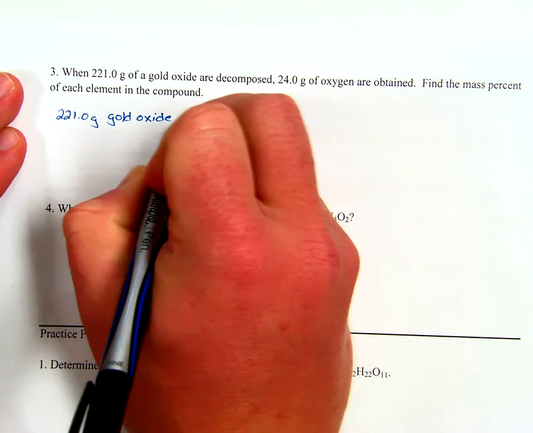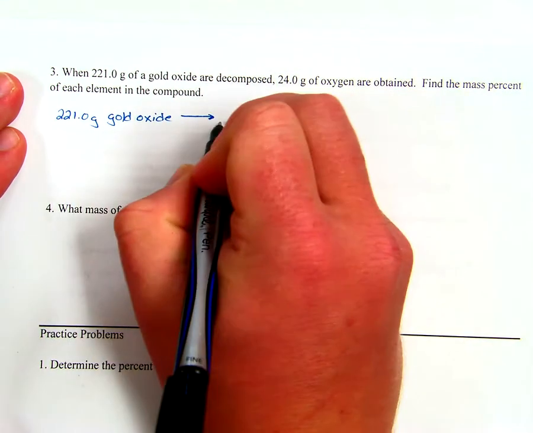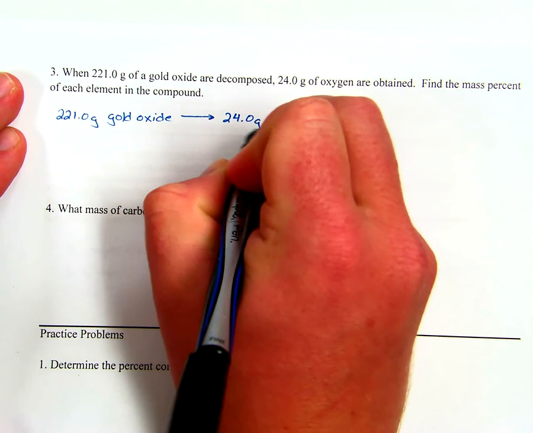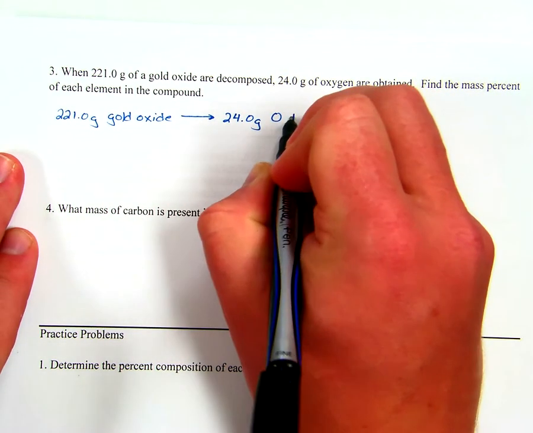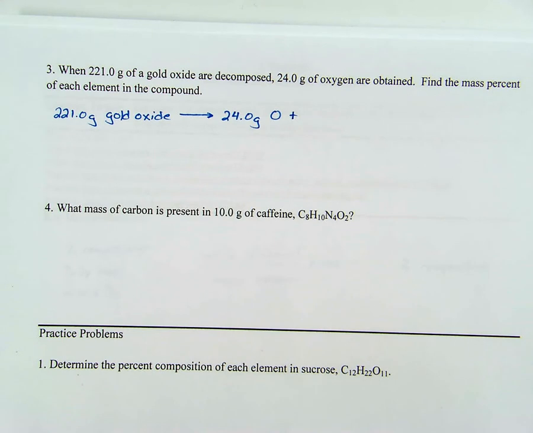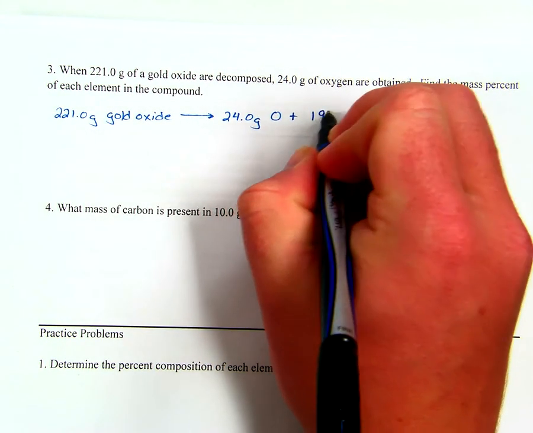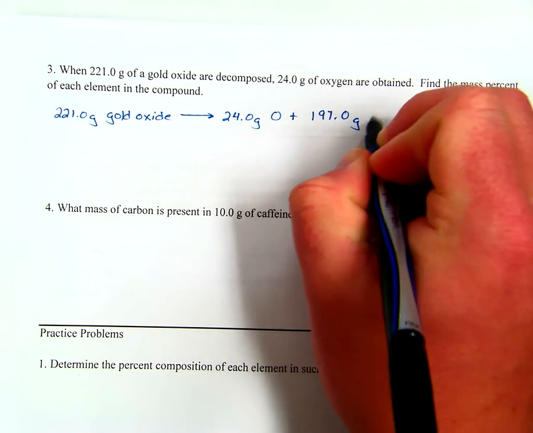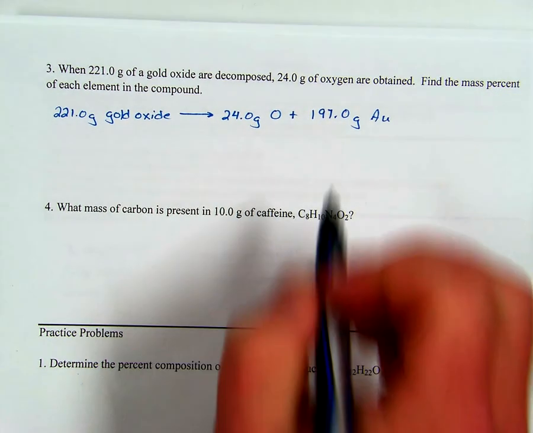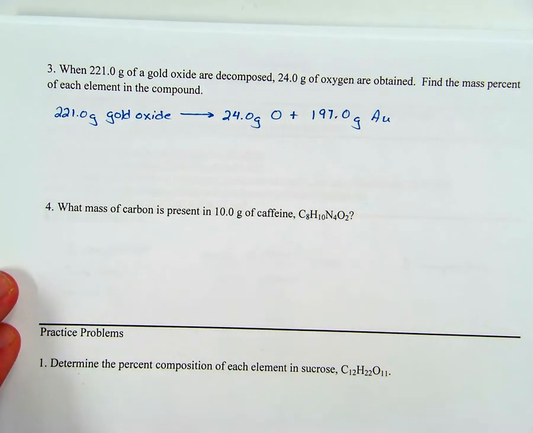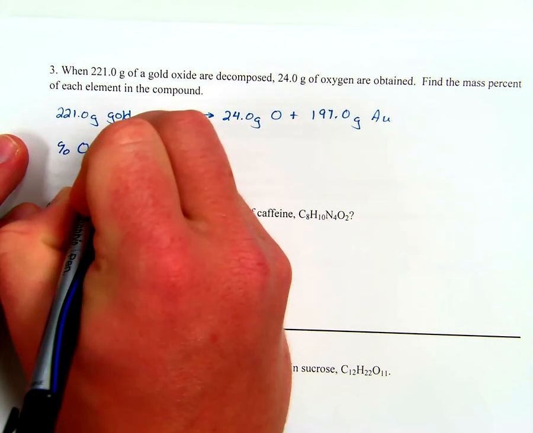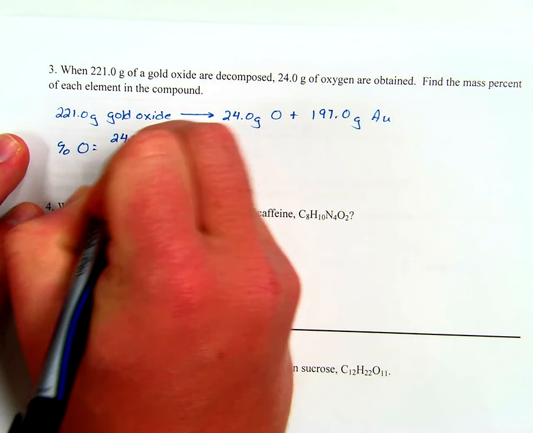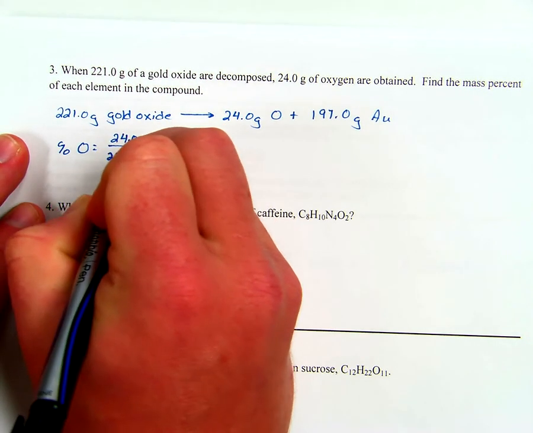And when we do that, we get 24.0 grams of oxygen. Well, if you think about it, the rest of it has to be the gold. So if you take 221 minus 24, that's going to give you 197 grams of gold that were in that. And I could just use these values here to find the mass percent. So if I want to find the mass percent of oxygen, it would be 24.0 grams of oxygen divided by 221.0 grams of the whole compound.